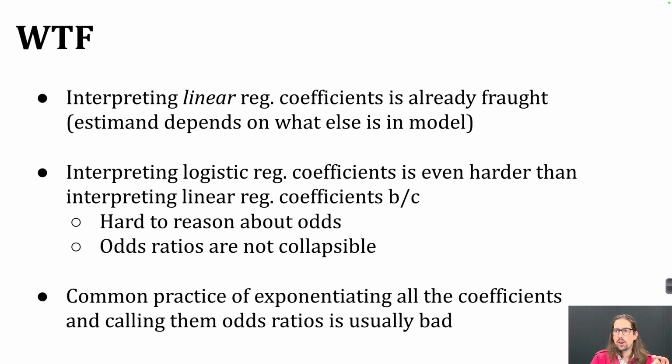But especially if you don't understand the difference between the marginal and the conditional log odds, it makes it very, very difficult to pin down what these coefficients are actually supposed to mean, even in a descriptive sense. And so the final takeaway here is that this common practice of just exponentiating all the coefficients and calling them odds ratios is usually quite bad.